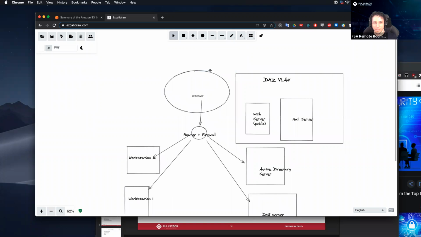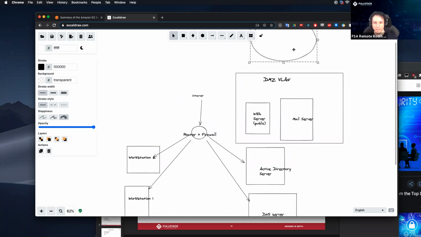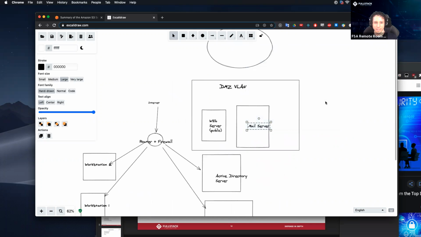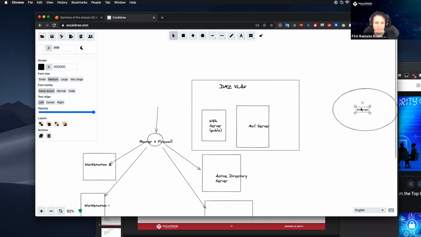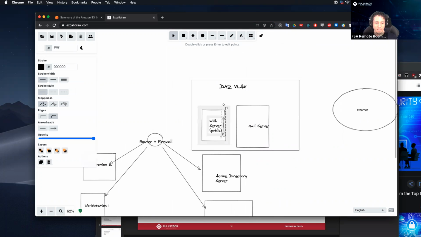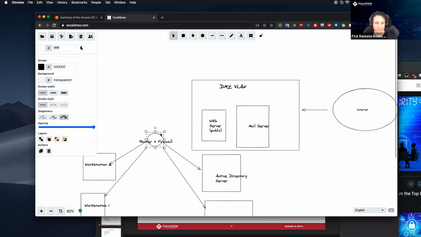Maybe what we'll do is move this internet up here. Let's do it like this. We'll put the internet over here. Okay, we have the DMZ there. Let's get this arrow up. All right, internet to the DMZ. We should have maybe the router and firewall here.